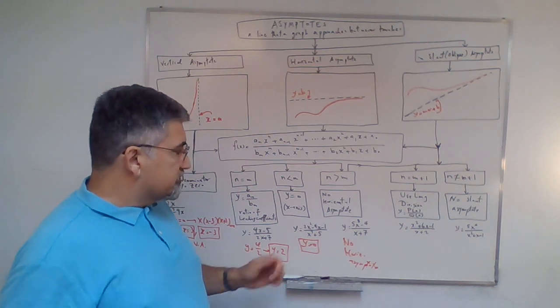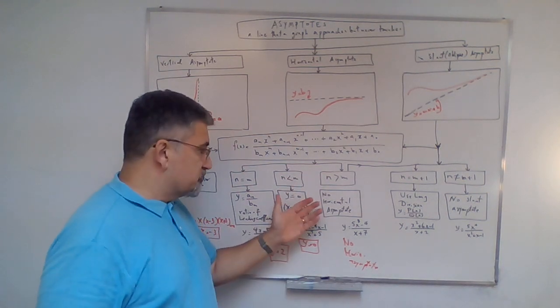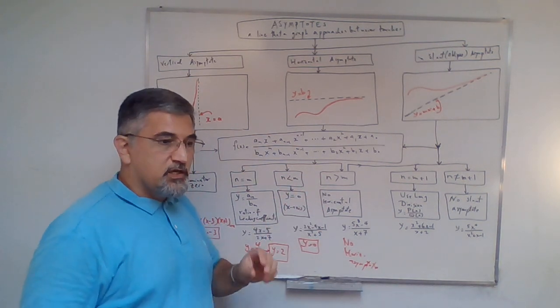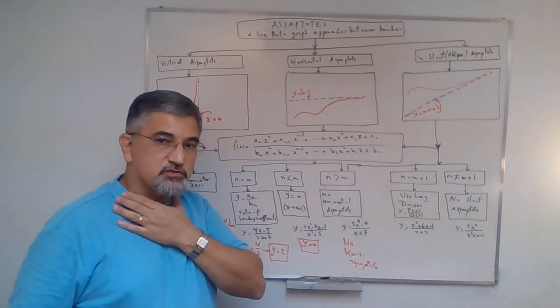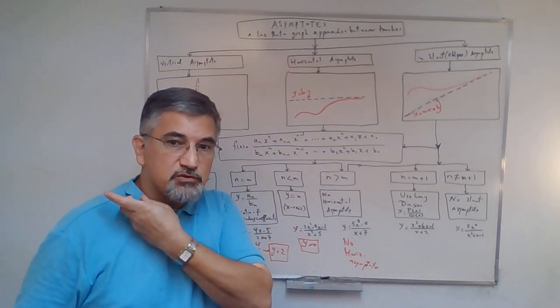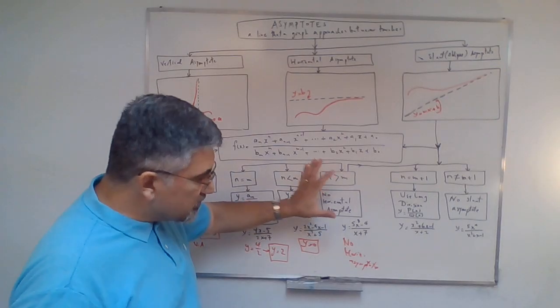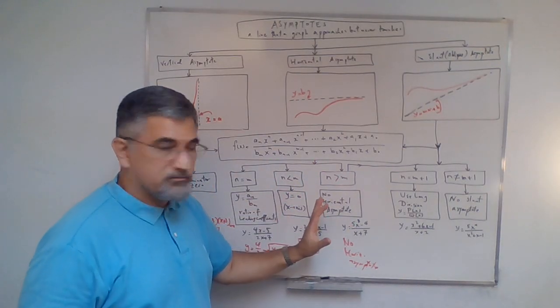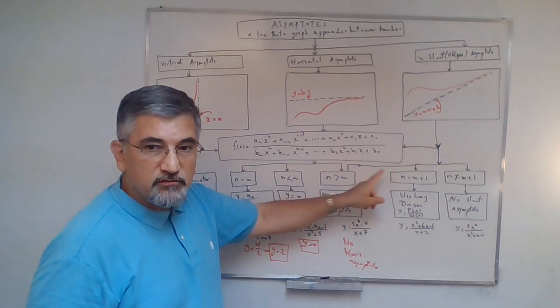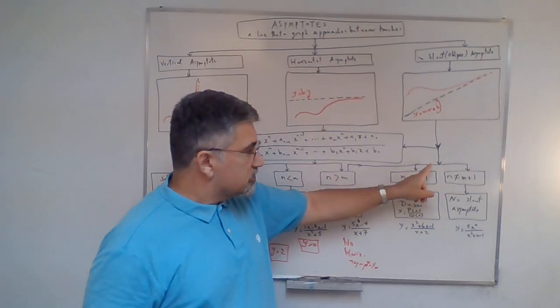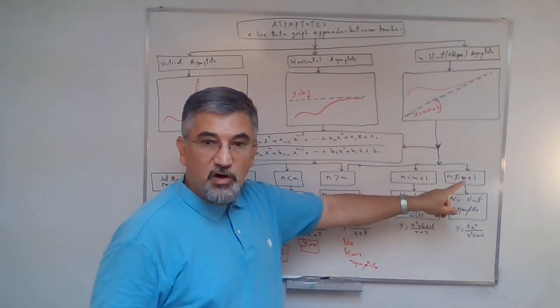But the thing is that when n is greater than m, and we say we don't have a horizontal asymptote, there is a chance for the function to have another asymptote, which we call a slant or oblique asymptote. So we already know that we don't have a horizontal asymptote. So this arrow comes out from this box, and it goes all the way to two other boxes.